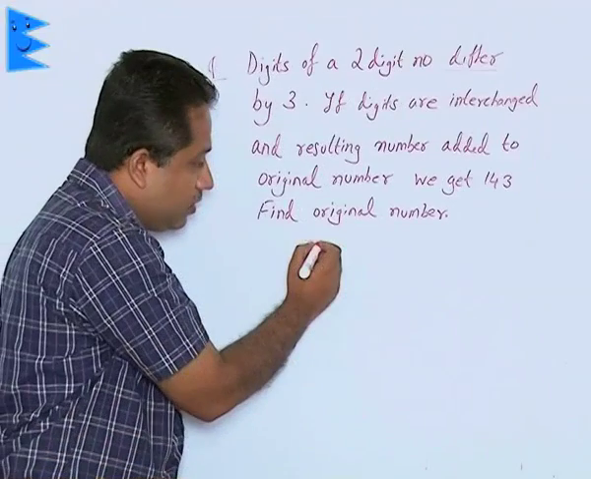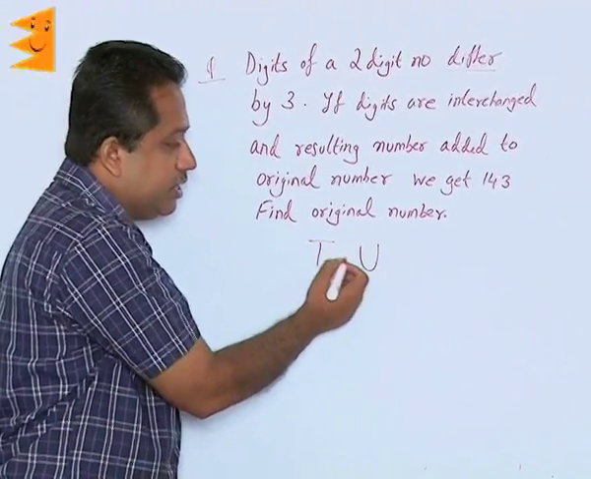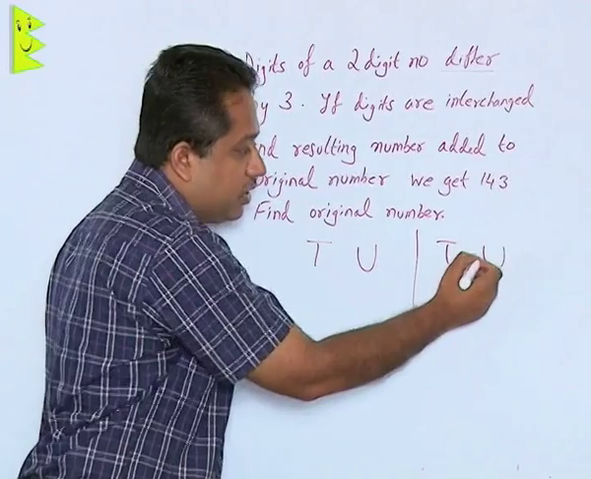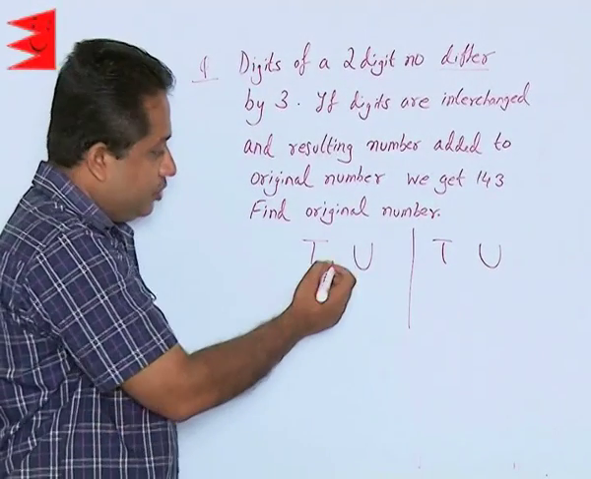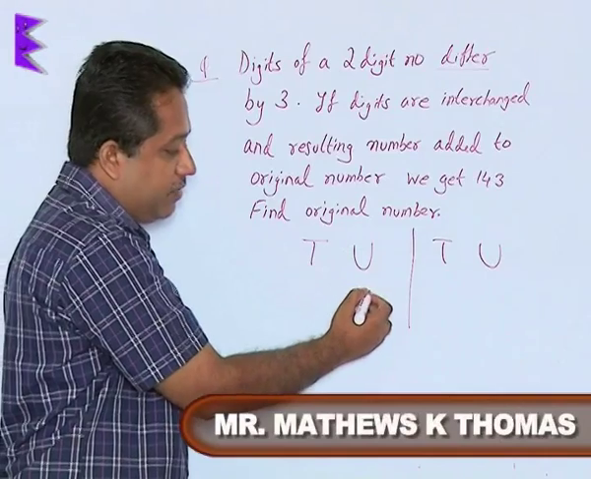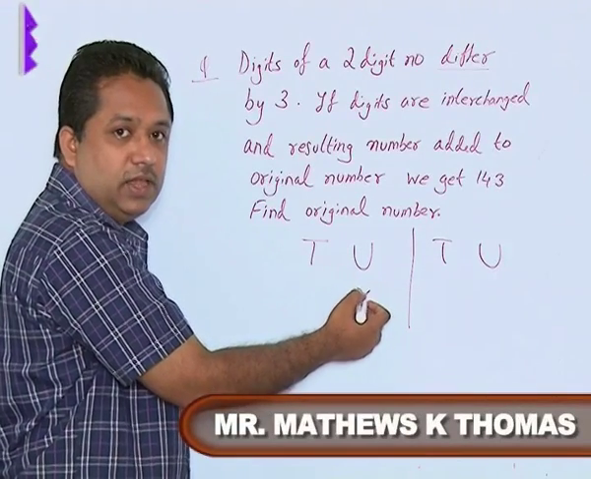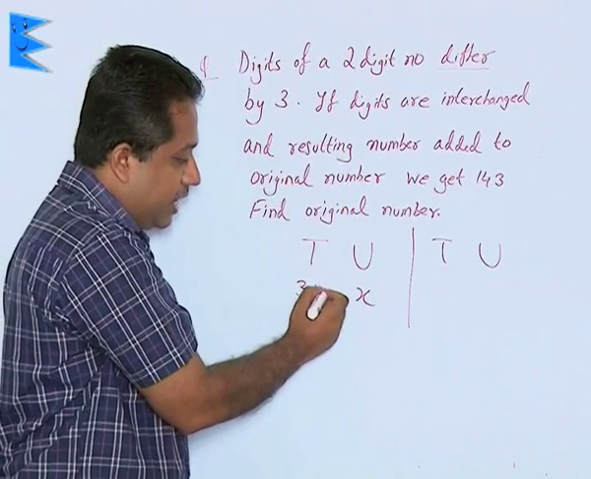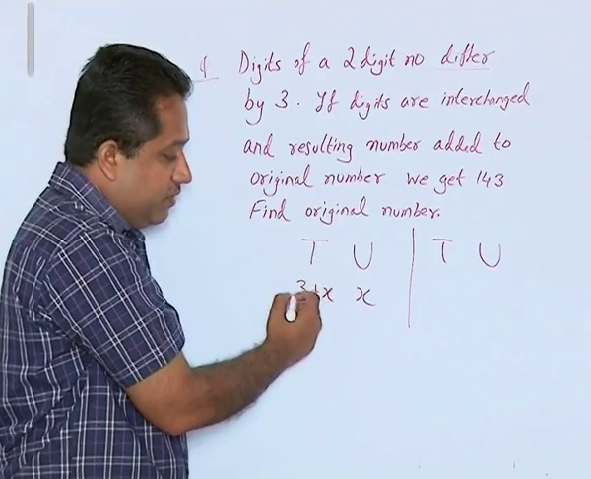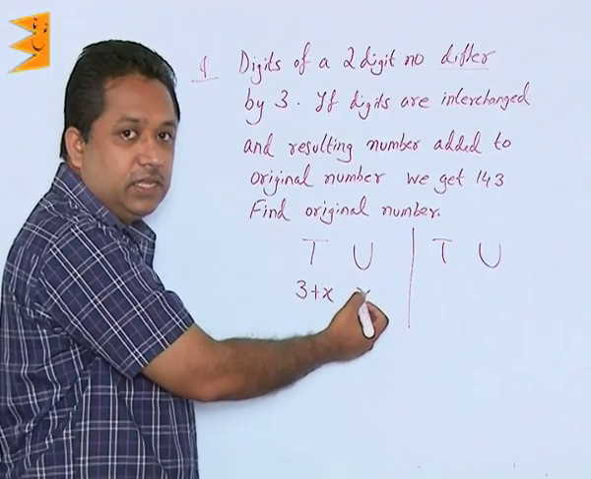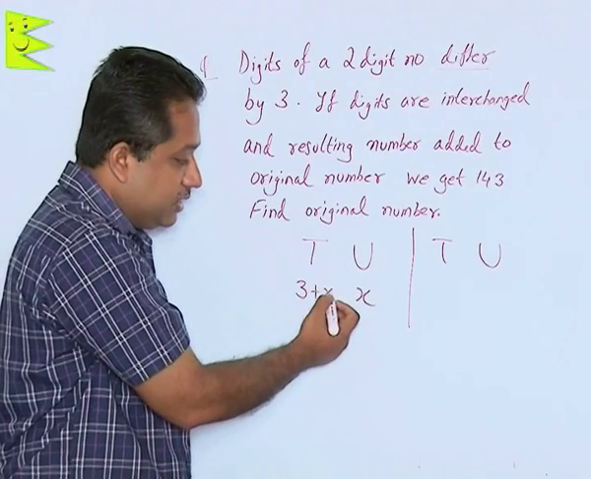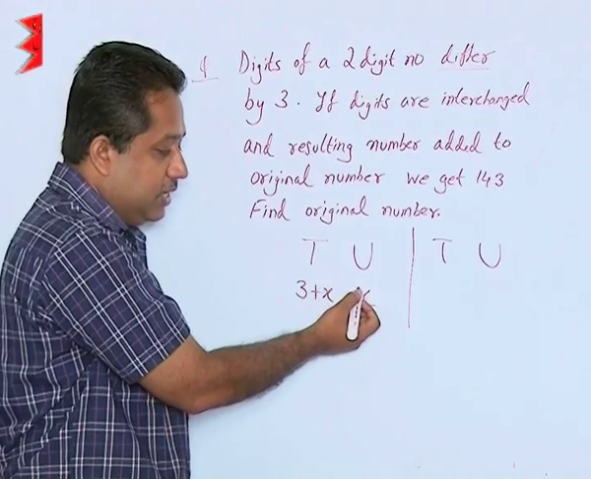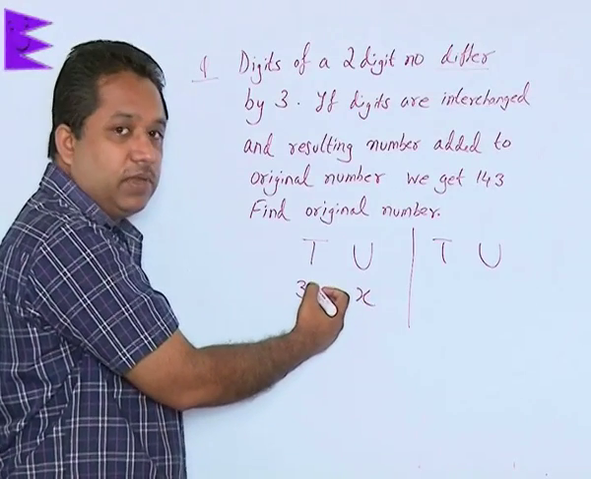So, what we are going to do, we will assume the tens and units place for the original number and the tens and units place also for the reversed number. The assumption that we are going to take now: one number we will take as x in the units place, and therefore, the tens place will be 3 plus x. Now, why are we going to take 3 plus x? Because when we take the difference of 3 plus x and x, we have to subtract this. So, 3 plus x minus x will give us 3, and therefore, the assumption is correct here: units place x and tens place 3 plus x.